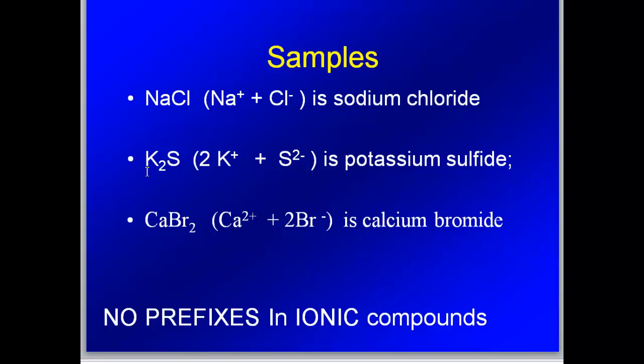Okay, this is just potassium sulfide. Notice I'm ignoring the subscript when I write the name. It's just name the elements. Potassium sulfide, remembering all the negatives turn into ending in IDE. Calcium bromide. I know this is made up of 1 calcium and 2 bromines, but I don't say that in the naming. I just call it calcium bromide. So I'm not using any prefixes or anything about those subscripts.